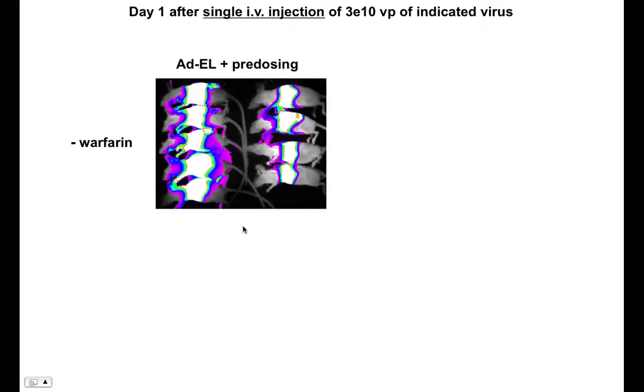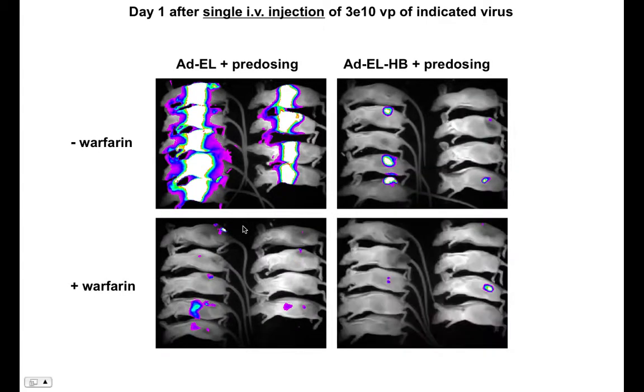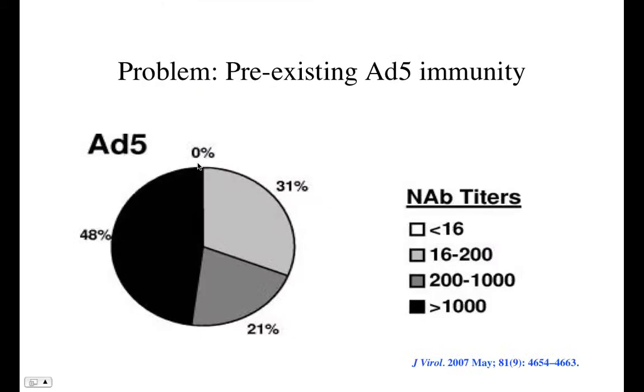This is just a graphical representation of the virus. And this is after a single injection. And see, without warfarin, but plus predosing, causes quite a bit of replication, or not necessarily replication, just infection. So the largest problem is that AD5 has the largest pre-existing immunity pool. I think probably only measles is the only thing that gives it a run for its money.